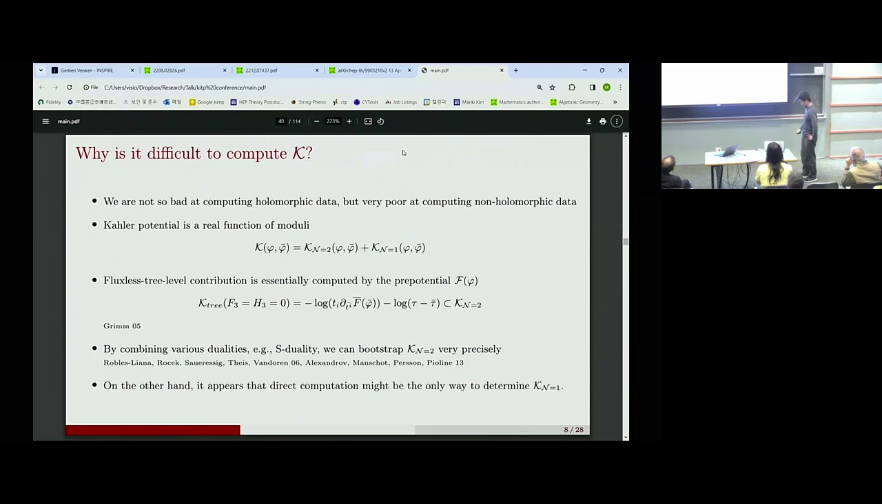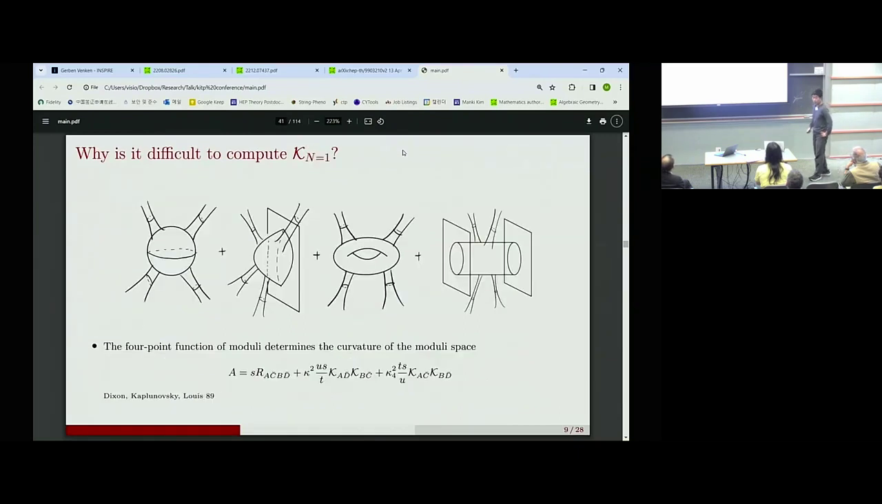On the other hand, quite unfortunately, it appears that there is no trick that you can really use to compute this guy. So probably the only way you can compute it is by doing direct computation. Say that you want to do a direct computation. What are you supposed to do? If you insist on doing well-defined computations, then this is the computation that you're supposed to do. You need to draw some worldsheet diagrams, and then you need to insert 4 moduli, say 2 holomorphic moduli and 2 anti-holomorphic moduli. And then you can evaluate this diagram at a particular point in the moduli space.